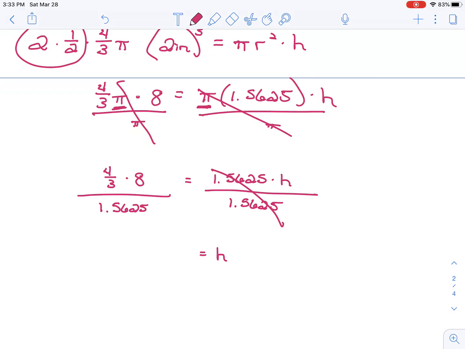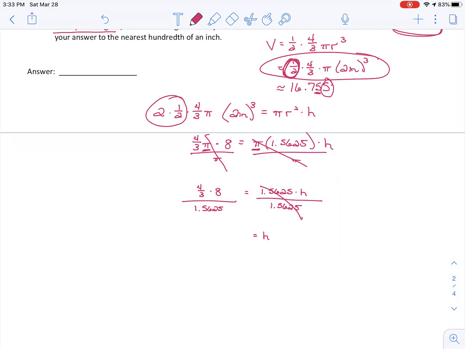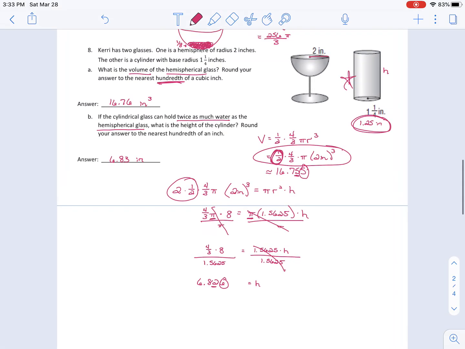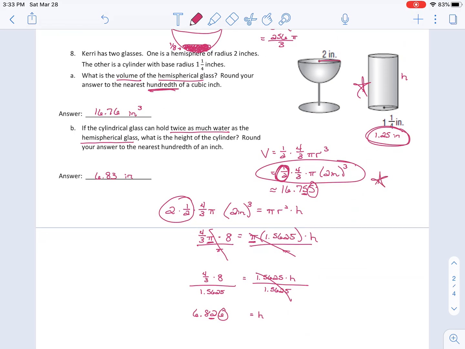Okay, so in my calculator, I'm going to do 4 divided by 3 for 4/3 times 8, and I'm dividing that by 1.5625. Terrible decimal. It says near 100th of an inch, so my calculator is spitting out 6.82666666666666, but it says 100th, which is the 2. That 6 is going to round it up, so I'm going to say it's about 6.83 inches. So yeah, that one's a little unpleasant, but not unreasonable. The worst thing about it is we gave you some unpleasant numbers.